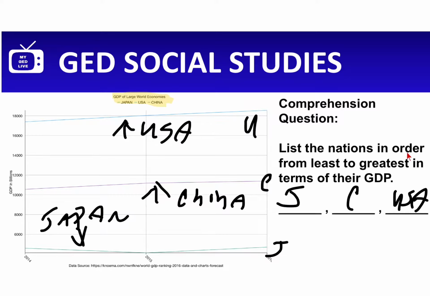It says list in order from least to greatest. On the GED test, we know that there are drag and drop questions. This probably would be a drag and drop question, and the key here is least. So least, Japan, then China, and then to the greatest in terms of GDP, USA. Let's move on to the next question.